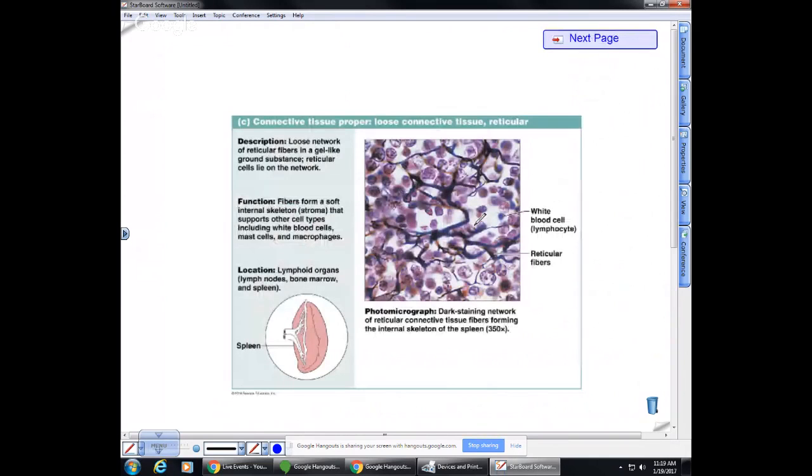Okay. The last type is called reticular. And this forms a network. And this is found in your lymph nodes, which filter lymph through the body. You have lots of lymph nodes in your body, but there's a lot in the neck region, there's a lot in your armpit region, and there's a lot in your groin region. And they filter the lymph, the fluid that gets pushed out of the capillaries and not immediately taken back up by the circulatory system.